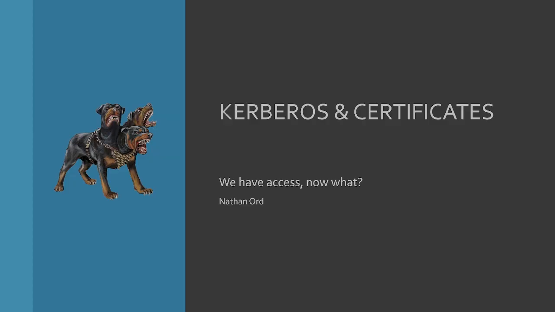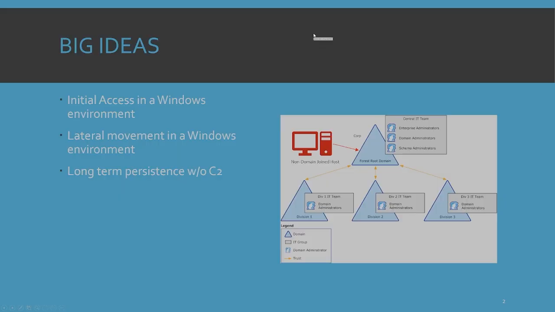So, just looking at a 30,000 foot view, we have the big ideas here of getting initial access in a Windows environment. So we do have some initial footholds, right, with putting down a C2, a beacon of sorts. So what do we kind of do with that access? Where can we go? And that gets into your lateral movement, moving across hosts, getting an idea of what we can do across a domain, and then long-term persistence without C2.